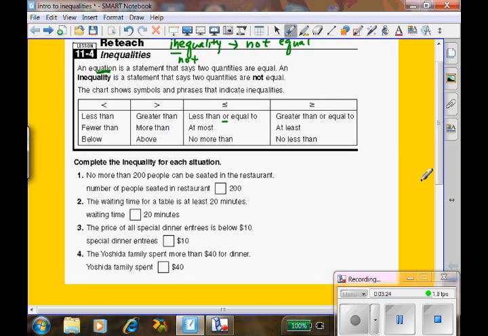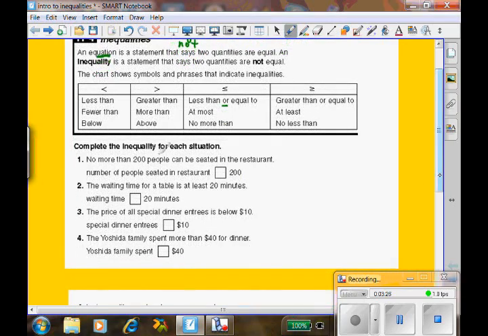So let's go down here to these 4 at the bottom. Now these are just in terms of words, and we're just going to put one of these 4 symbols in the box. It says no more than 200 people can be seated in the restaurant. So the two things we're comparing are the number of people seated in the restaurant and 200. We have to get those wheels turning in the brain and think, could there be 200 people exactly? Can there be more than 200, or does there have to be less than 200?